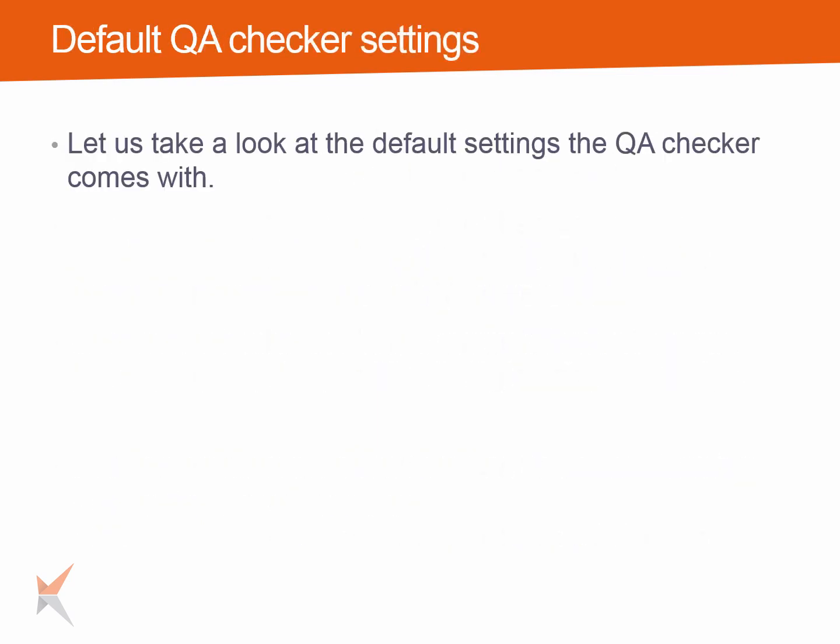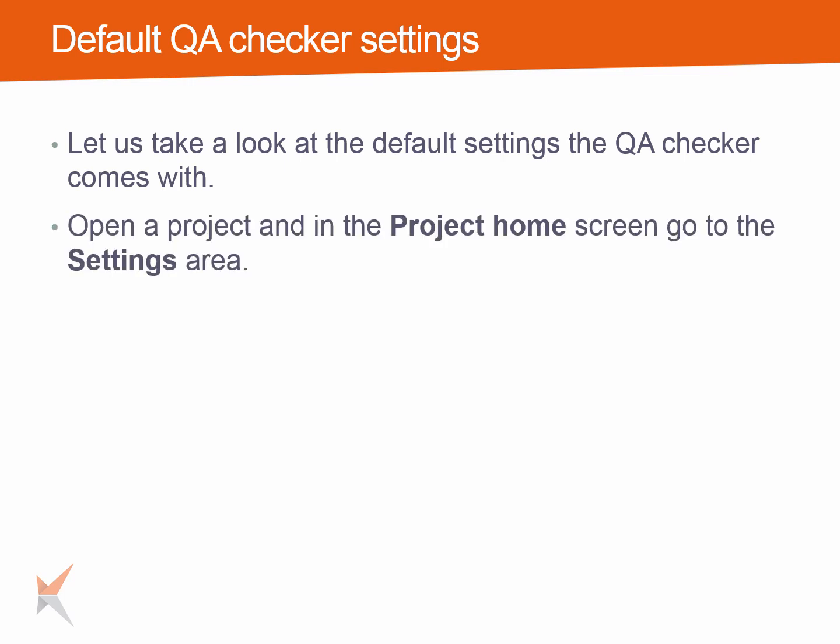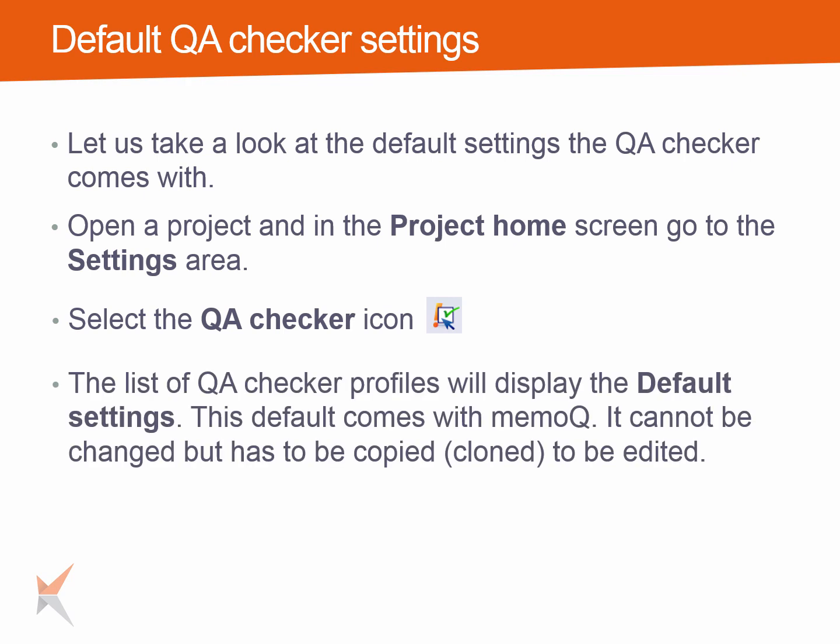Let us take a look at the default settings the QA checker comes with. Open a project and in the project home screen go to the settings area. Select the QA checker icon. The list of QA checker profiles will display the default settings. This default comes with memoQ. It cannot be changed but has to be copied or cloned to be edited.